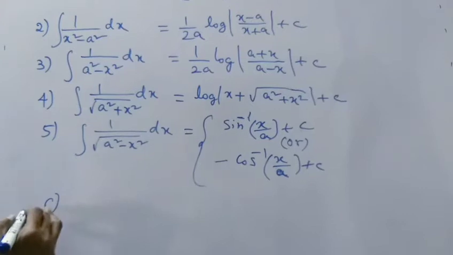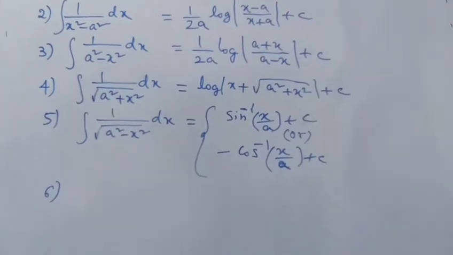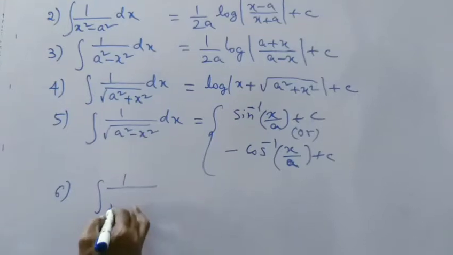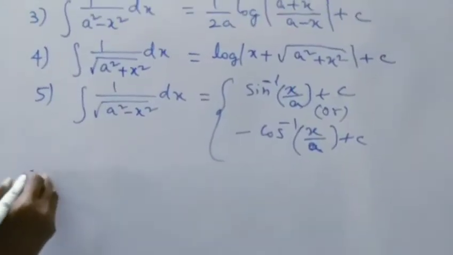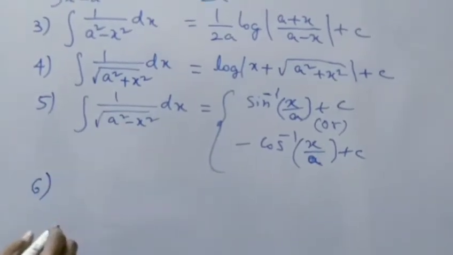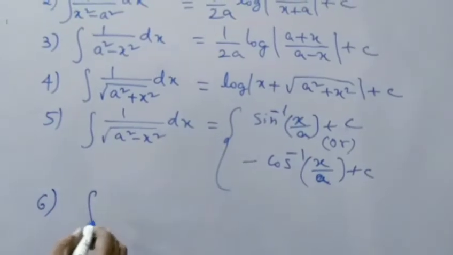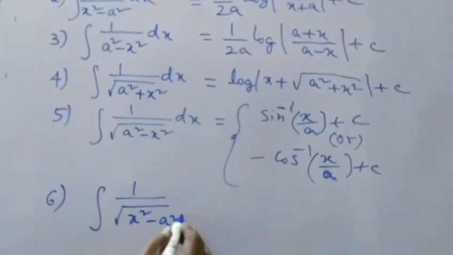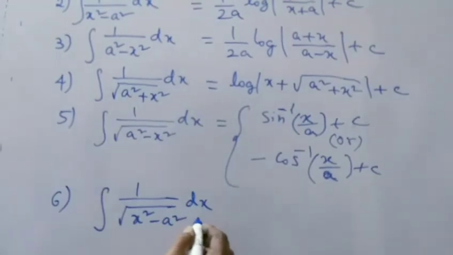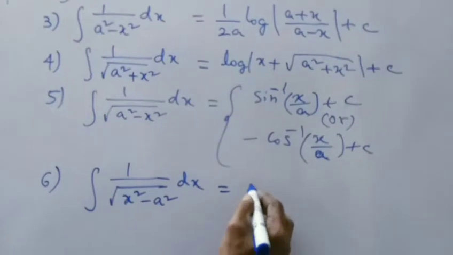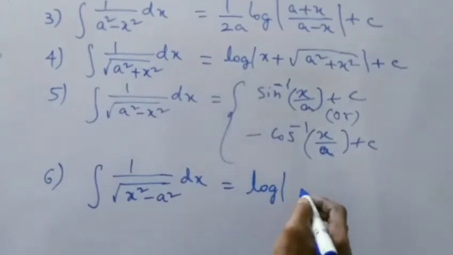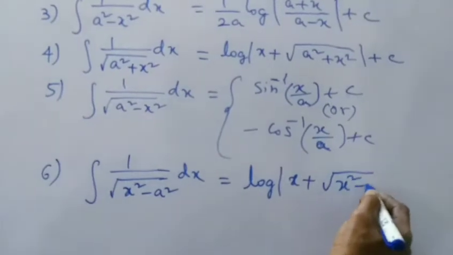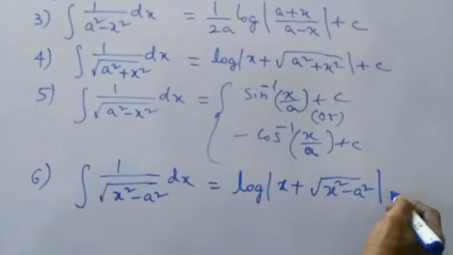Next one, integral of 1 by square root of x square minus a square dx is equal to log modulus of x plus square root of x square minus a square, plus c.